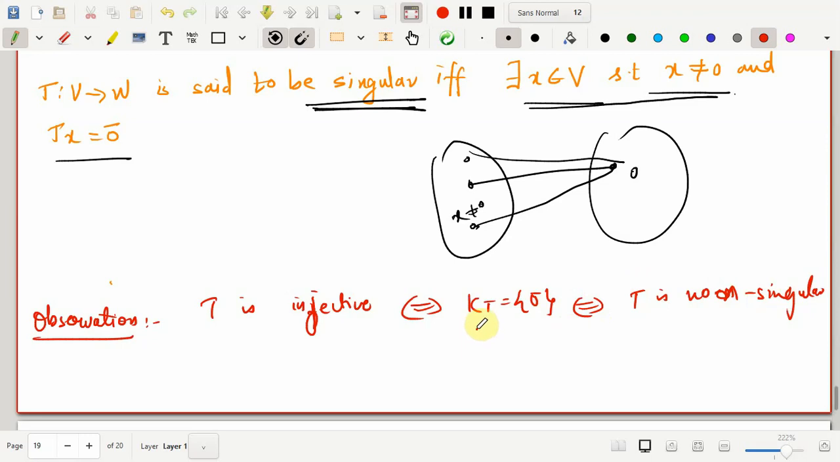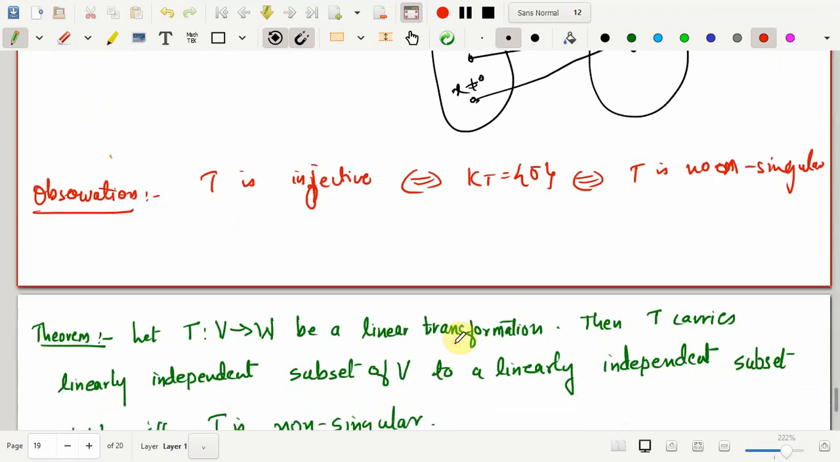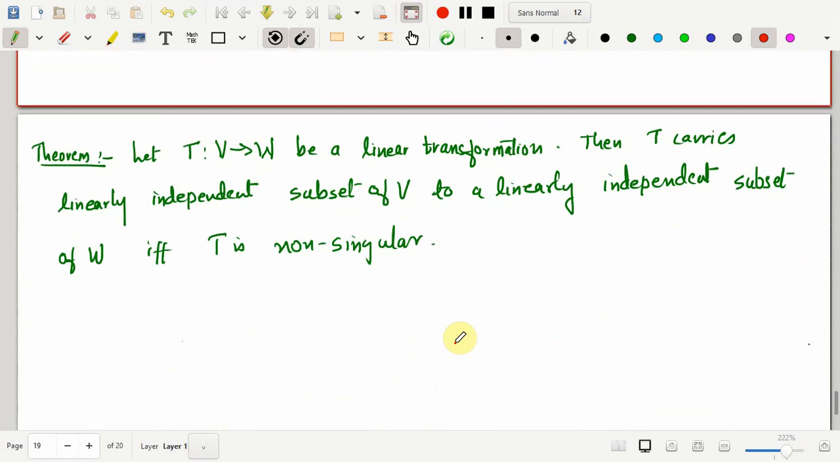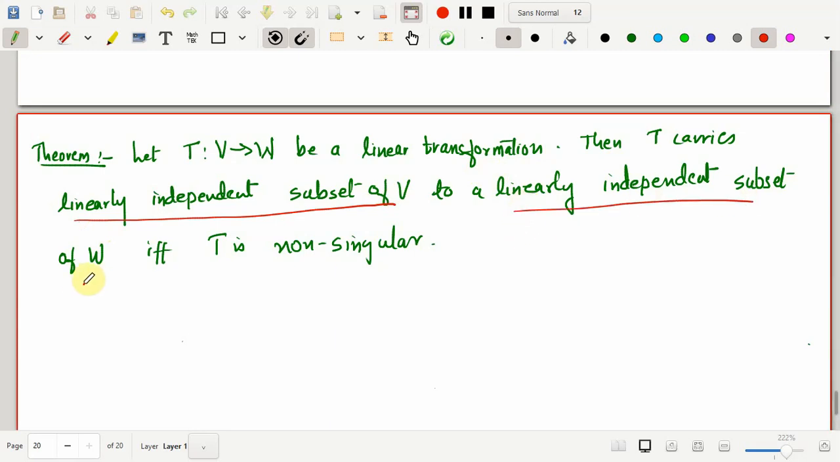Okay. Right. So we will prove one of the properties of this non-singular map. Let T from V to W be a linear transformation. Then T carries a linearly independent subset of V to a linearly independent subset of W if and only if T is non-singular. Now, as we know, non-singularity implies that T is 1-1. So instead of non-singular you may also say if and only if T is 1-1. So the proof will remain the same. But let us try to understand this statement.